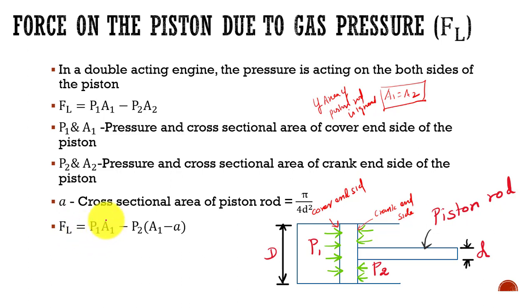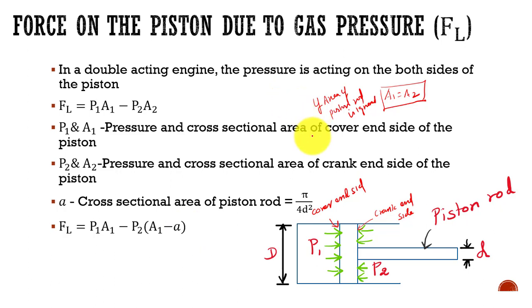by using this equation. We know that force can be derived from pressure and cross sectional area. So the force F is equal to P A, that is P1 A1 minus P2 (A1 minus A). This area, how we have calculated it is, from A1 we have subtracted the area of the piston rod. That is why we have put A1 minus A. Okay, so this is the procedure to calculate the load which is acting on the piston due to gas pressure.